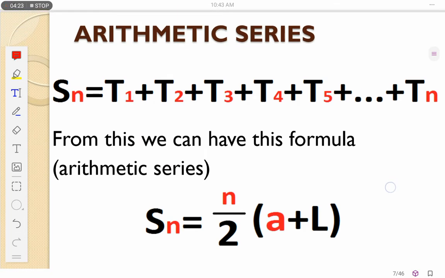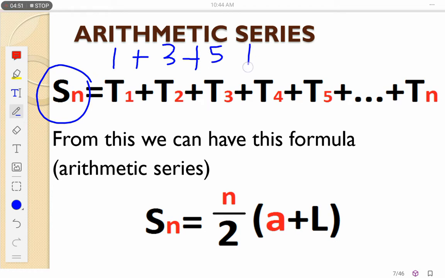Let's have a look at arithmetic series. Remember we said this is the sum of n terms. So when we look at an arithmetic series, we can have a formula. Let's have our series. We had our series as 1 plus 3 plus 5 plus 7 plus 9 plus and so on, up to the nth term.